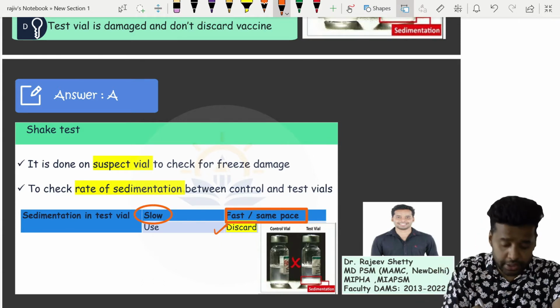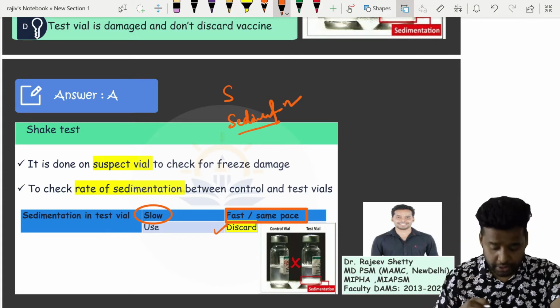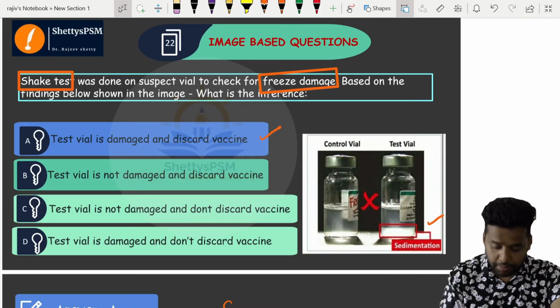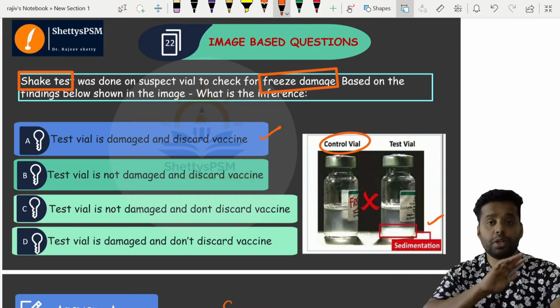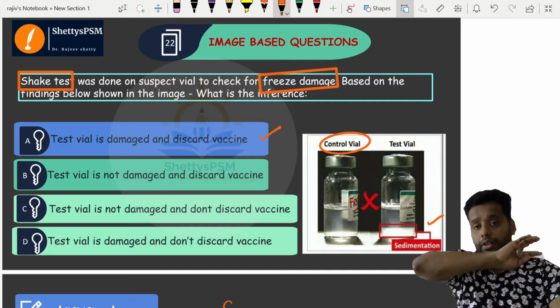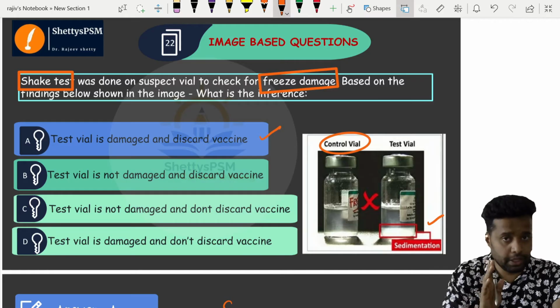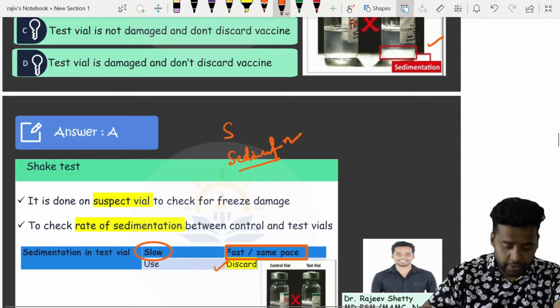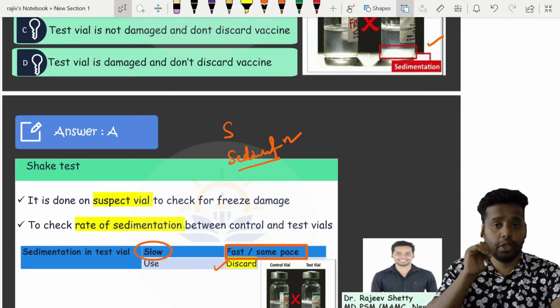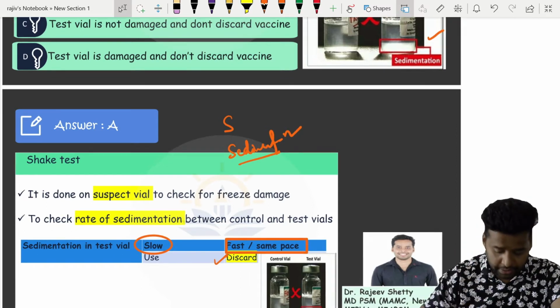What you are checking in shake test? Rate of sedimentation. Remember the keywords. Good. When you are supposed to discard, like this, if they show the image, if the rate of sedimentation is faster compared to the control vial. So what are you comparing with? You are comparing with the control vial. So then what you are checking? Rate of sedimentation. See the table. If it is slow, use it. If it is fast or at the same rate, you have to discard. Option A is the correct answer.